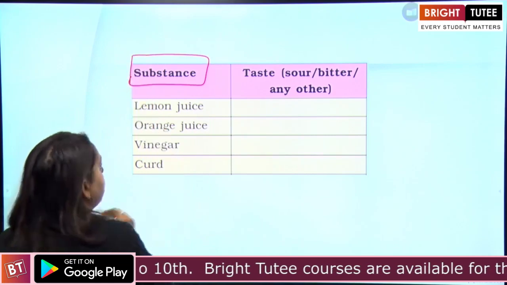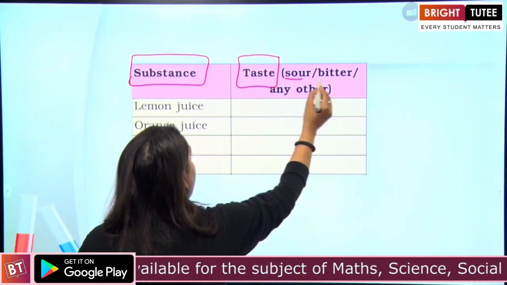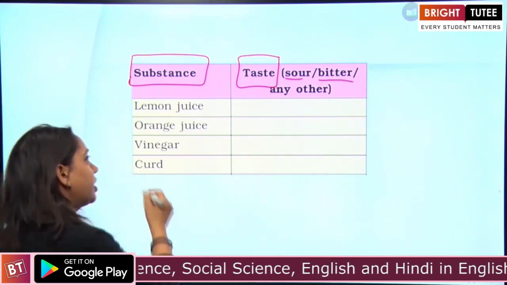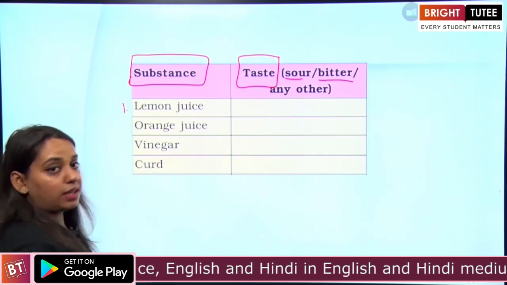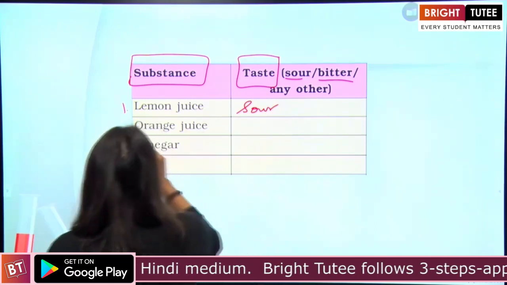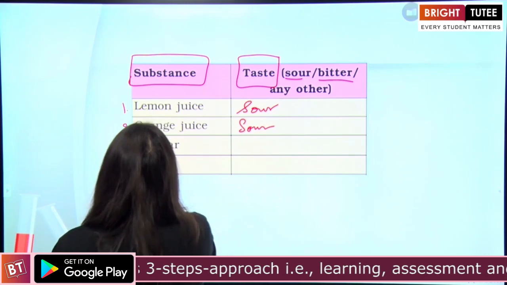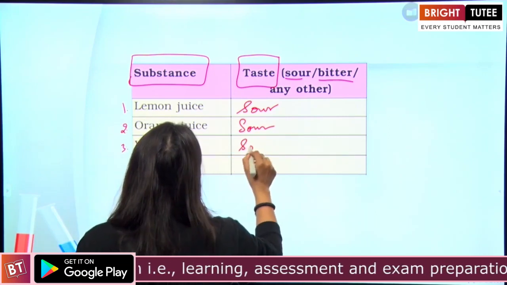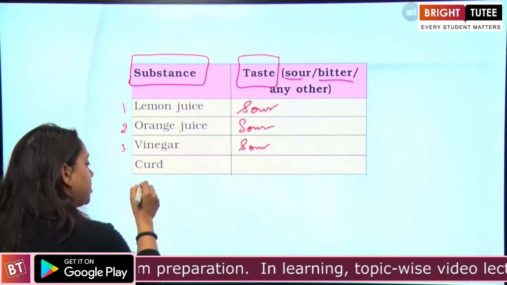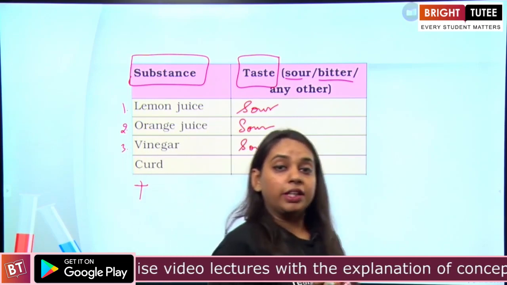One will represent substance and the other will represent taste like sour, bitter, sweet, salty, and we have taken a few examples. First one is lemon juice. Lemon juice is sour in taste. Then we have orange juice. Again it is sour in taste. Then we have vinegar. It is also sour in taste. And similarly, you can add as many substances to it as you can and write about what it tastes like.